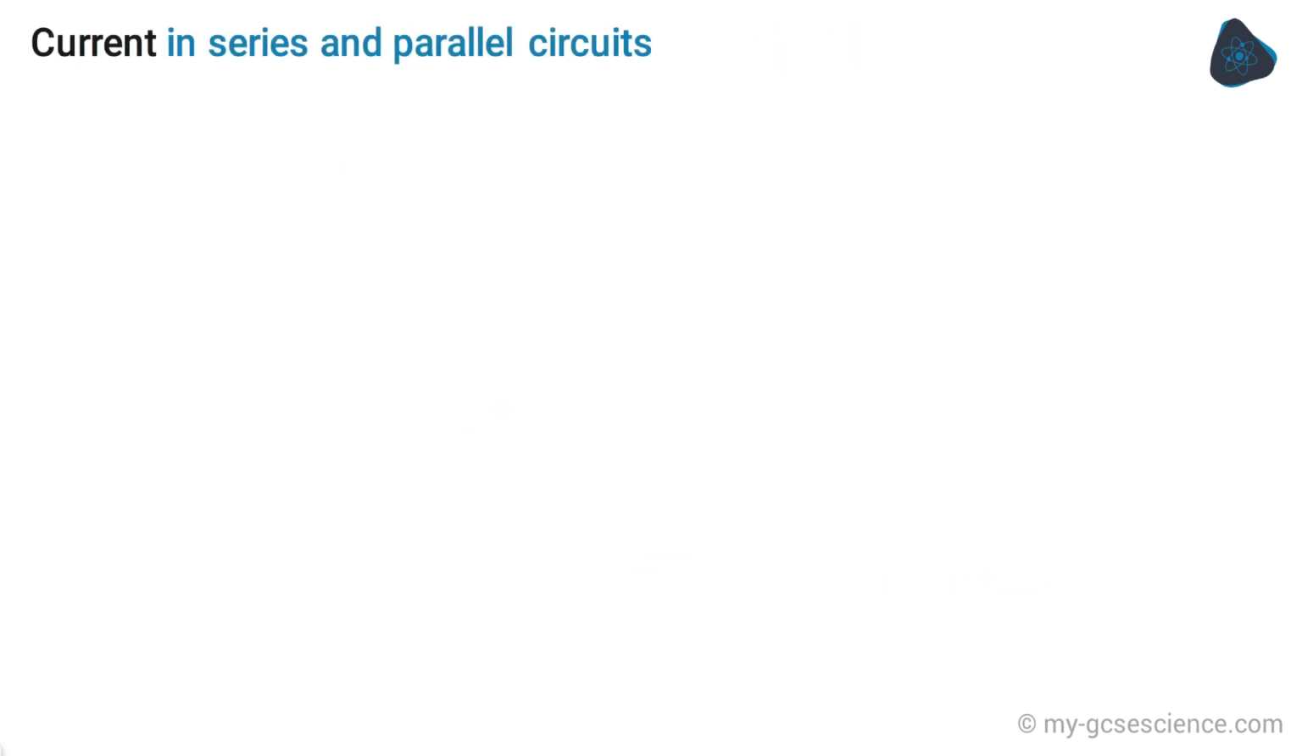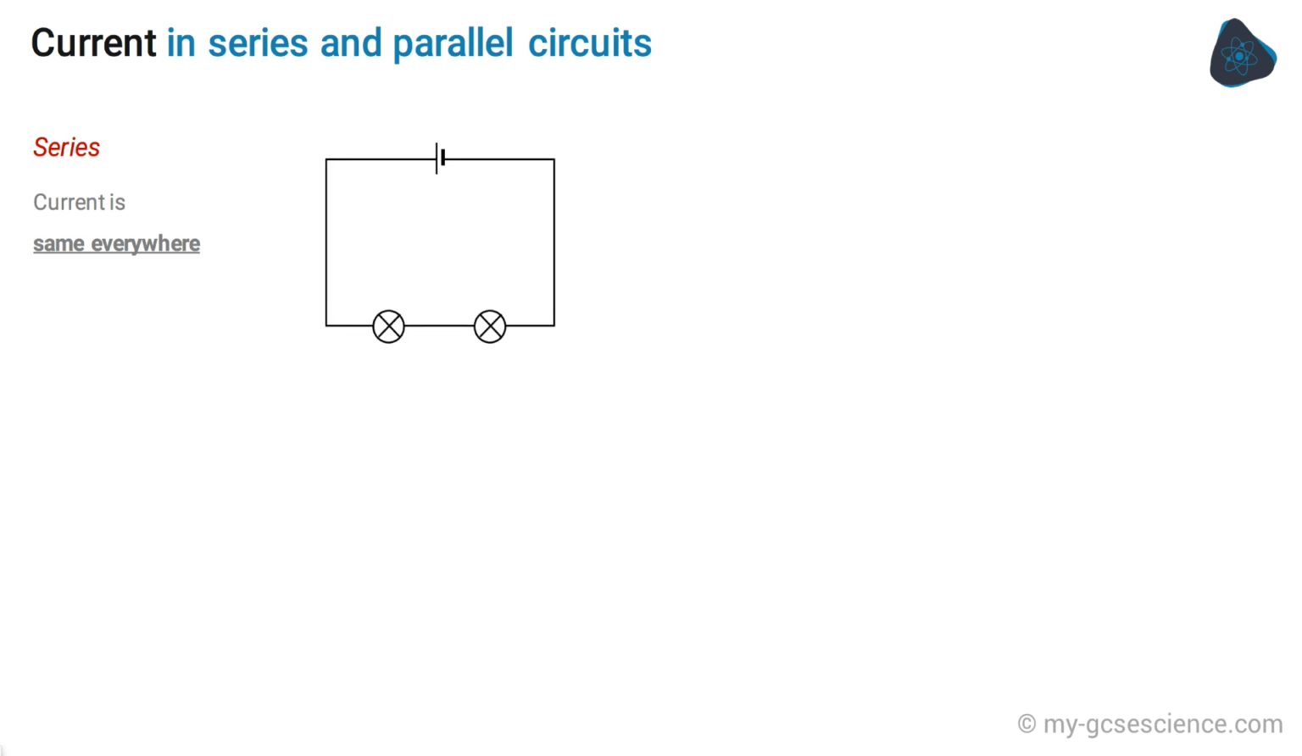Next up, we're going to go on to look at how current, PD and resistance actually behave in series and parallel circuits. So starting off with current, the current in a series circuit is the same everywhere. What this means is that we could place an ammeter into any point of this circuit and it would always give exactly the same reading. If the current flowing out of the battery is 2 amps, for example, then the current flowing through both bulbs and all of the wires in the circuit will be 2 amps as well.